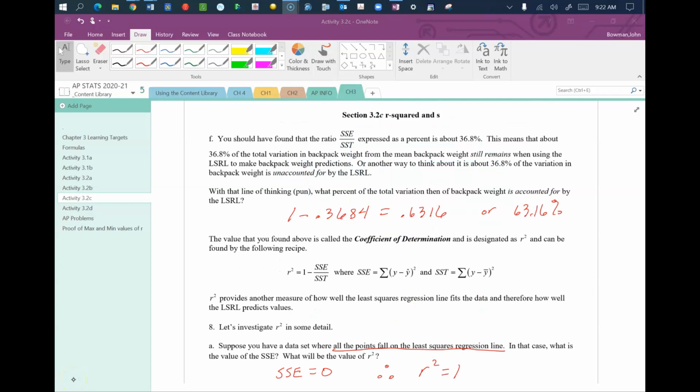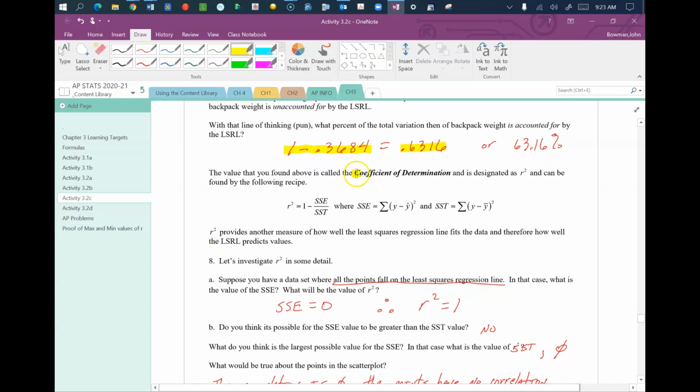Okay, so if you're telling me, or I'm telling you, that 36.84% of the total deviation from the mean backpack weight cannot be predicted from the least squares regression line, that means the rest of it can. So to find what percentage of the deviation from the mean backpack weight can be predicted by the least squares regression line, we take 1 minus our SSE over SST, and we get that proportion, which is about 63%. That is the coefficient of determination.